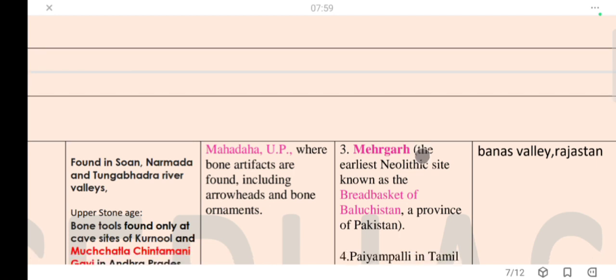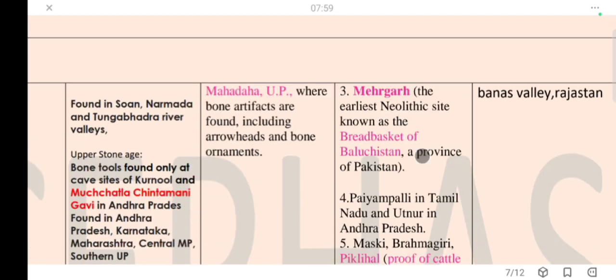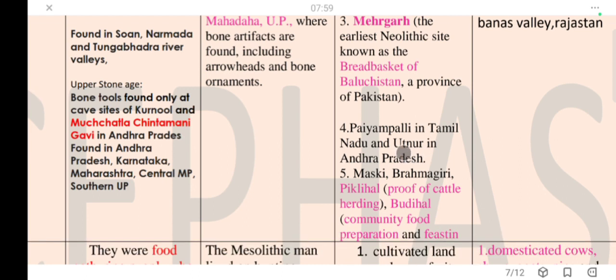Very important. Mehrgarh is also a Neolithic site. Paiyampalli in Tamil Nadu and Utnur in Andhra Pradesh also come from the Neolithic age. Maski, Brahmagiri, and Piklihal are very important as proof of cattle herding, and Budihal for community food preparation and feasting. Okay, very good.